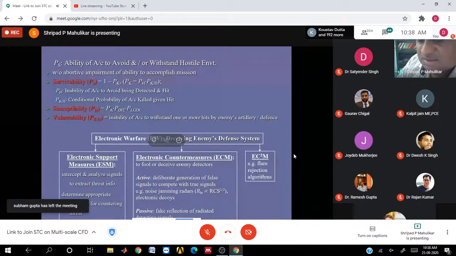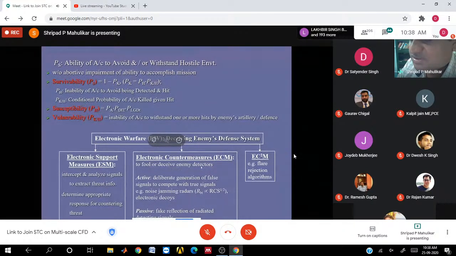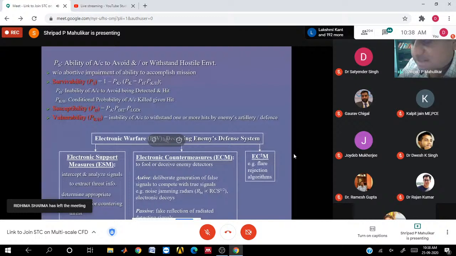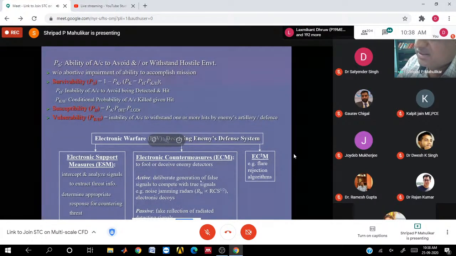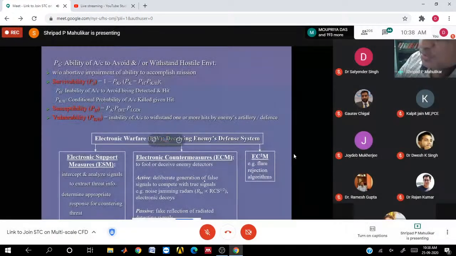Then come electronic countermeasures. The aim of electronic countermeasures is to fool, deceive, or cheat the opposite side's detectors. There are two types, active and passive. In the active type, it is the deliberate generation of false, fake signals to compete with the actual signals.